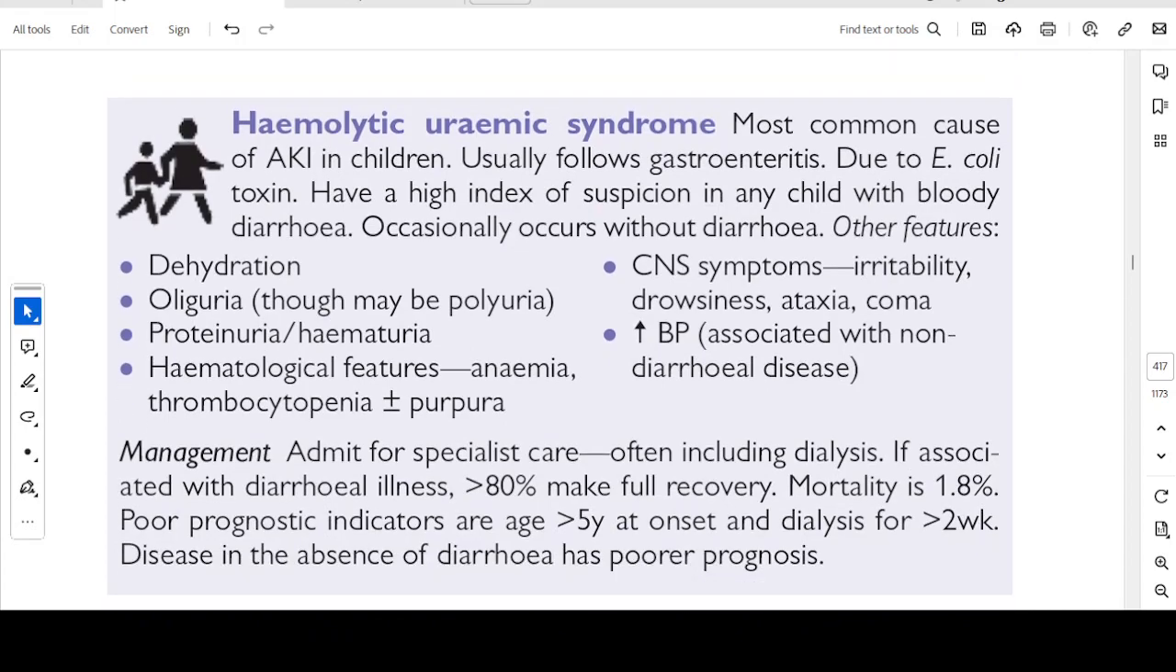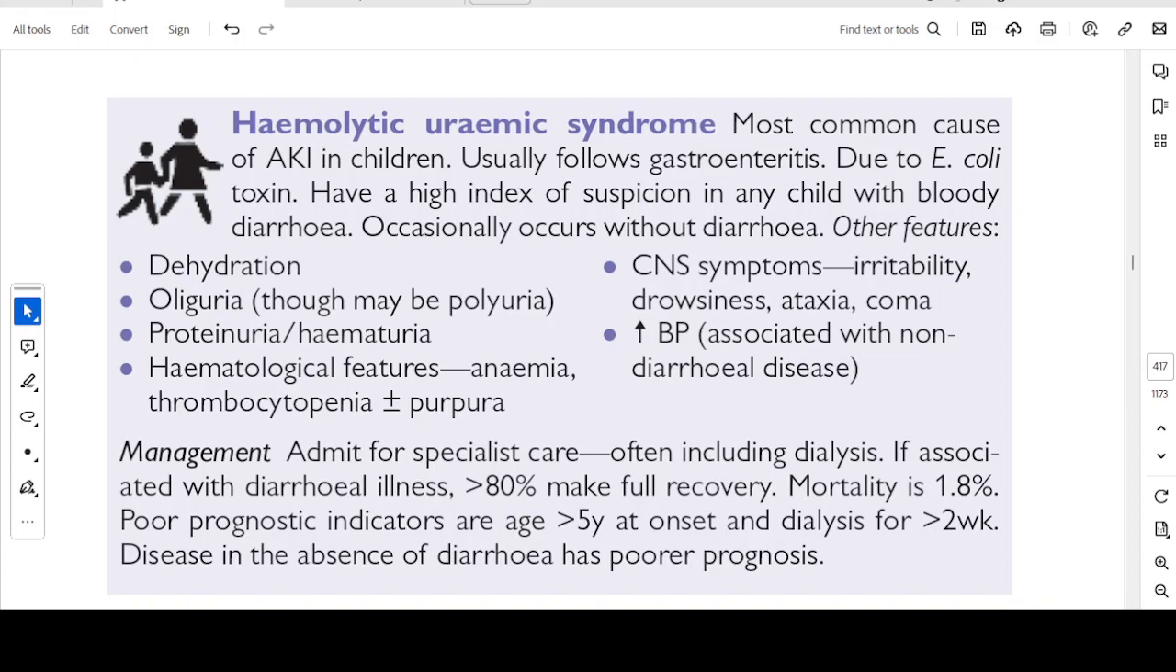Hemolytic uremic syndrome. Most common cause of acute kidney injury in children, usually following gastroenteritis due to E. coli toxin. Have a high index of suspicion in any child with bloody diarrhea. Occasionally occurs without diarrhea. Other features are dehydration, oliguria, though may be polyuria, proteinuria or hematuria, hematological features like anemia, thrombocytopenia, and purpura.